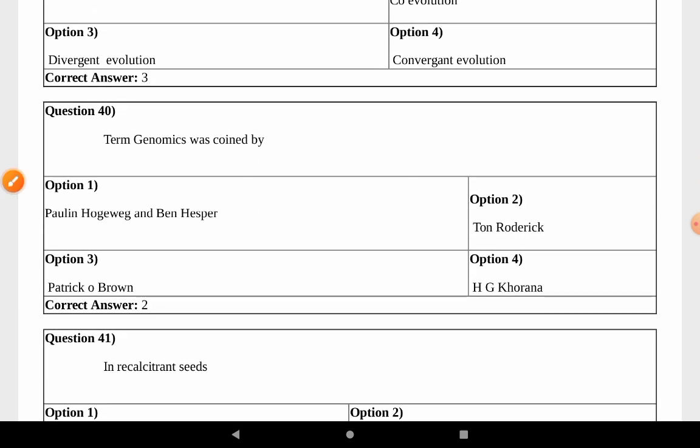Our next question is term genomics was coined by option 1 Pauling, Hosweg and Van Hesper, option 2 Tom Roderick, option 3 Patrick O'Brown, option 4 S.G. Khurana. So the correct answer is option 2, Tom Roderick coined the term genomics.